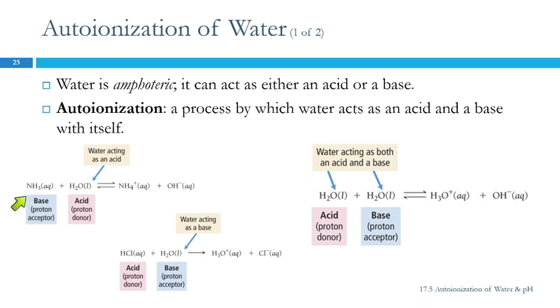So here we see water acting as an acid, right? It can donate a hydrogen ion to the ammonia. Here we see water acting as a base. It can accept a hydrogen ion. So it can do either. And when we have just water, it does this a teeny tiny bit.